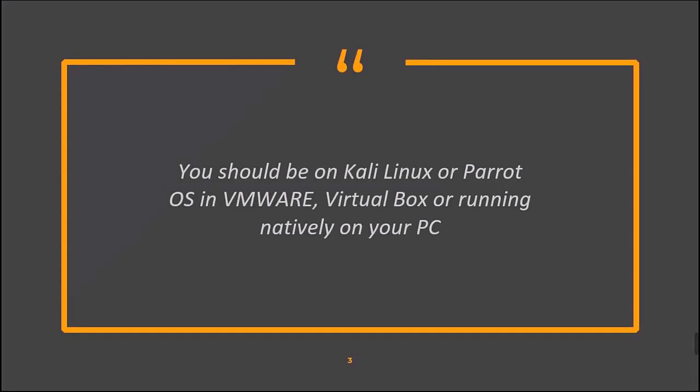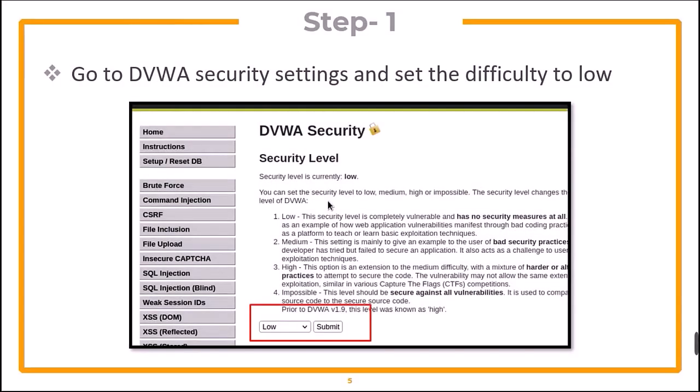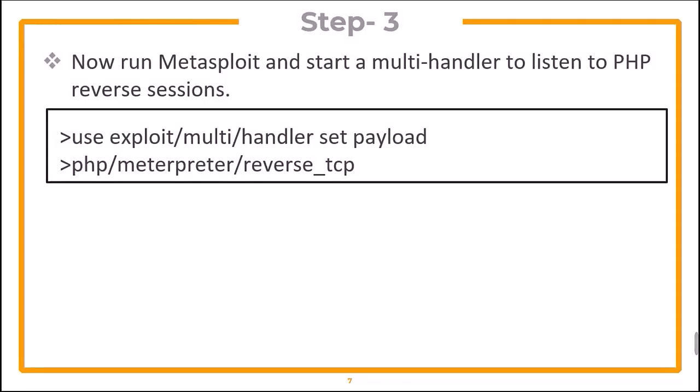So you should be on Kali Linux or Parrot OS in VMware, VirtualBox, or running natively on your PC. Now let's see the low difficulty file upload challenge. First of all, go to Security Settings and set the difficulty to low. Now create an MSF Venom payload on your Kali machine. Just provide the IP address of your machine and port. Now run Metasploit and start a multi-handler to listen to PHP reverse sessions.